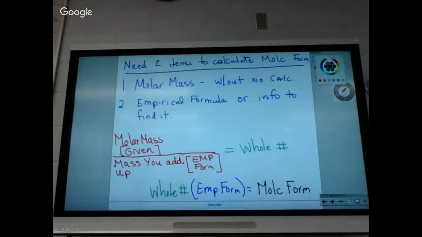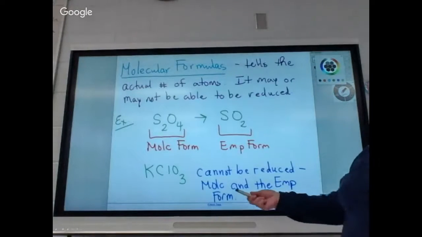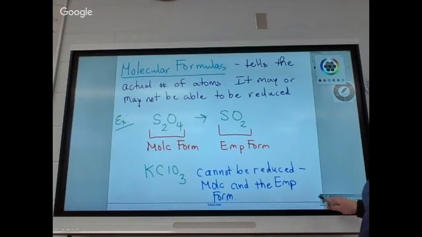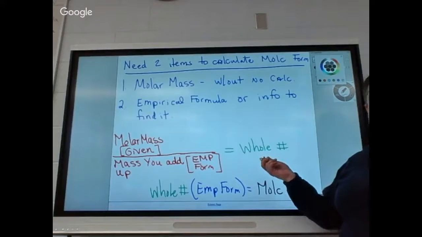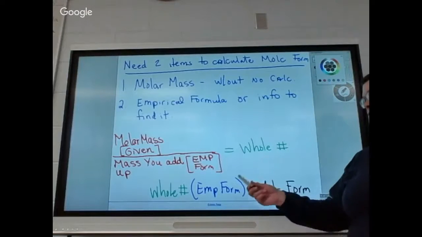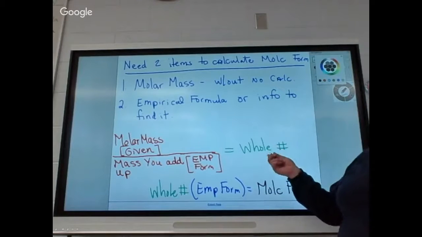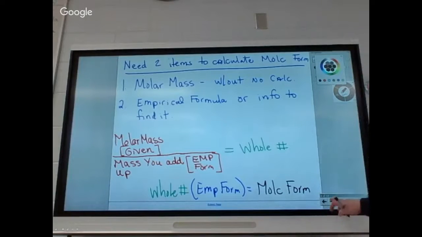Now, if we have this situation where the molecular and the empirical formula are the same, they're one and the same, what do you suppose the whole number is going to turn out to be? It's going to be a 1. So when you multiply it by 1, these two things are going to be the same. And you can get a 1 here. It happens all the time. All right, everybody got the steps? Let's try an easy question.